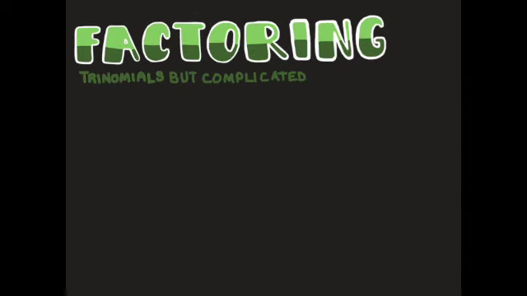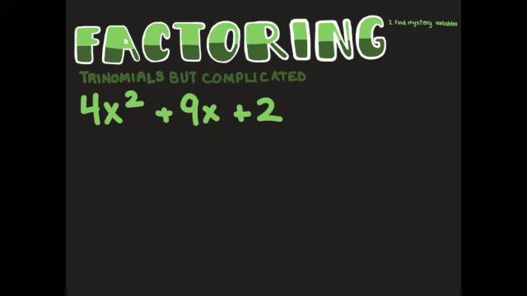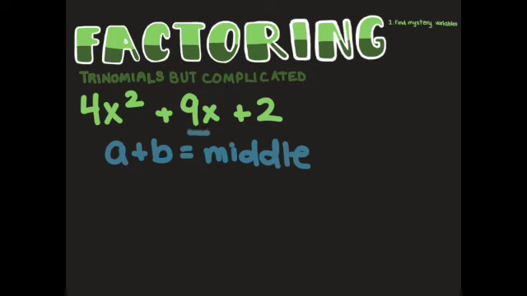Moving on. So as I mentioned before, that method that I just showed you only works for expressions where the coefficient of the x squared term is 1. So what if we have something like 4x squared plus 9x plus 2? So just like last time, we're going to have two mystery variables, which we'll call a and b again, that we're going to find. But there's different criteria for it this time. So a plus b is still going to equal our middle term, which in this case is 9. But this is where it gets a little bit different.